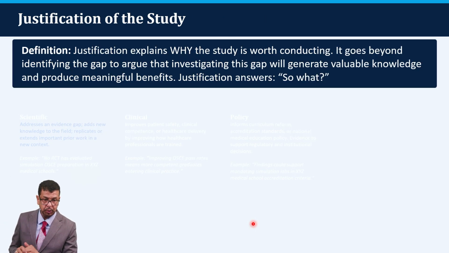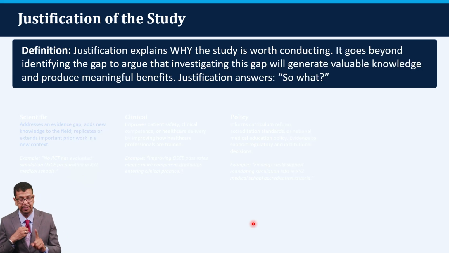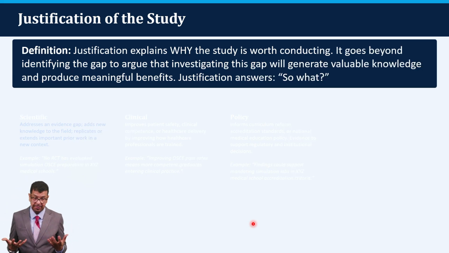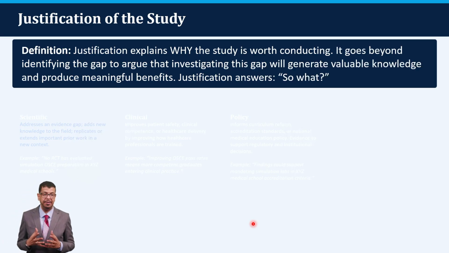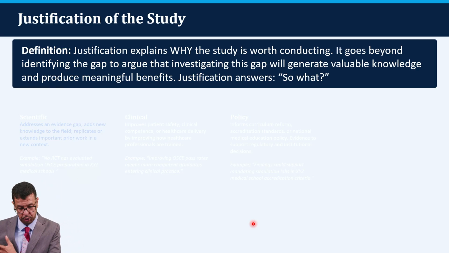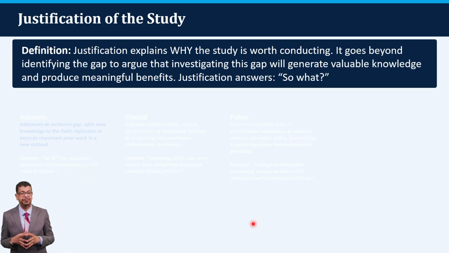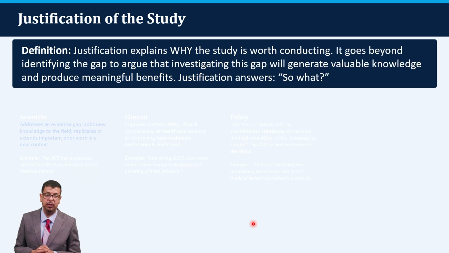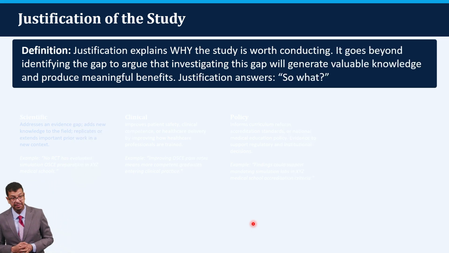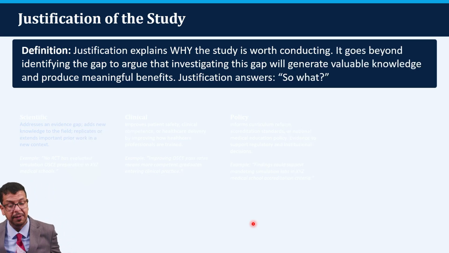Now, we should also write the justification for the study, and we should distinguish between the justification and the problem statement. What is the justification? Justification explains why the study is worth conducting. It goes beyond identifying the gaps, which is shown in the problem statement, to argue that investigating this gap will generate valuable knowledge and produce a meaningful benefit. The justification should answer the "so what" of this study.